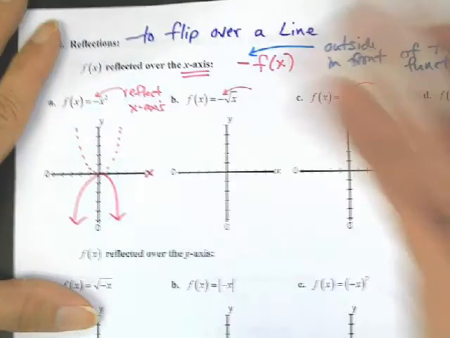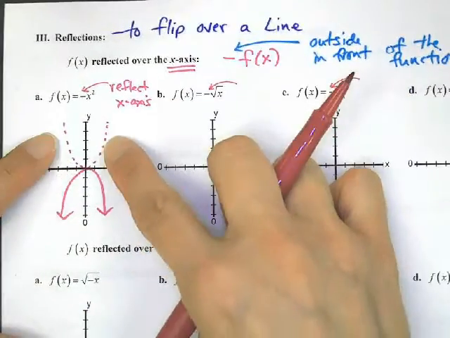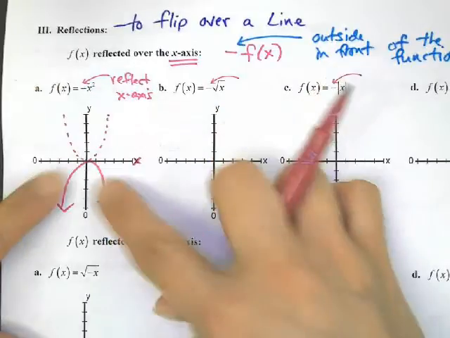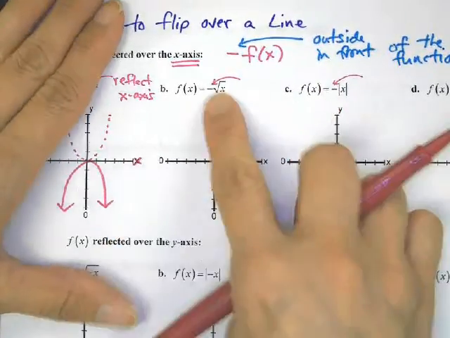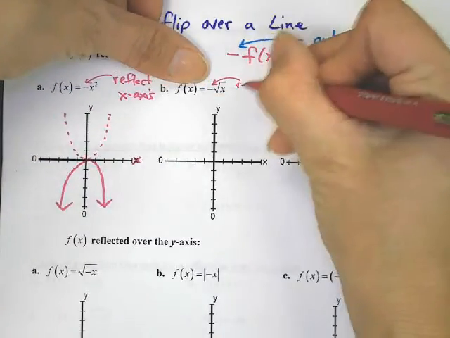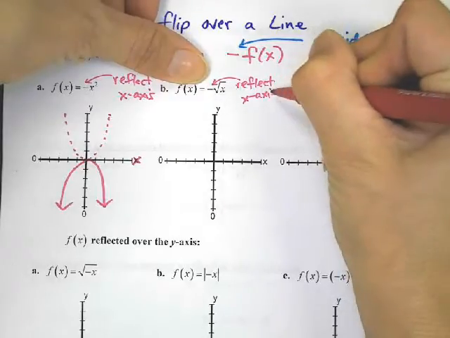I did that dotted one just so you could see the original. You don't have to do dotted. If you do draw that, make sure it's not solid because the actual graph is right here with arrows, the solid one. Okay, what does that negative mean? It means reflect over the x-axis.